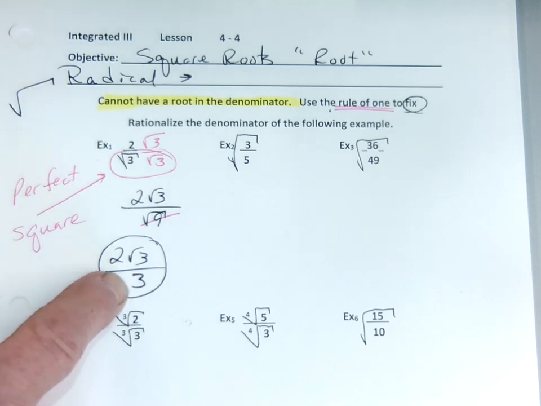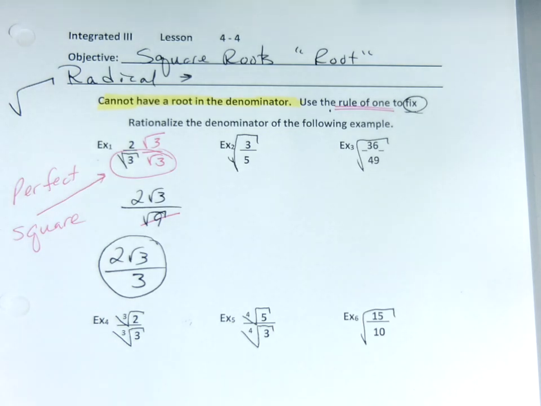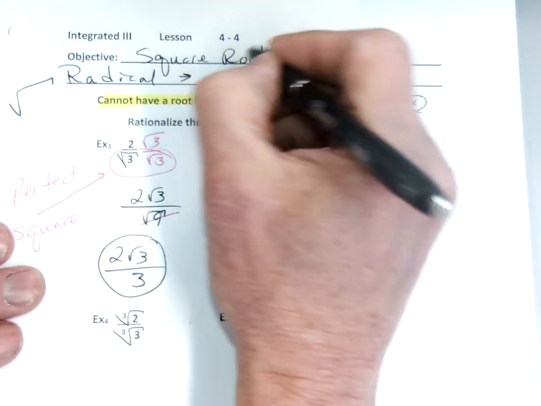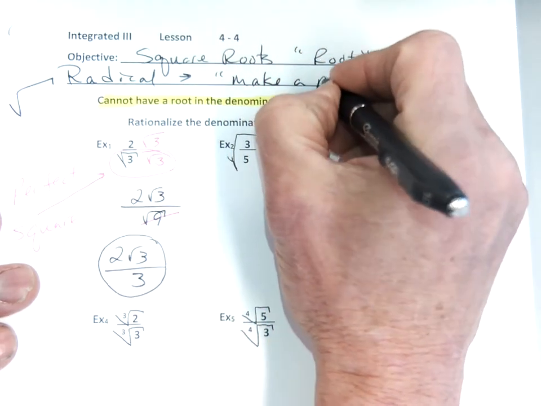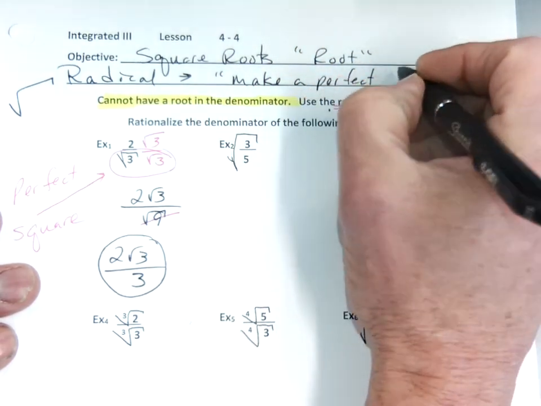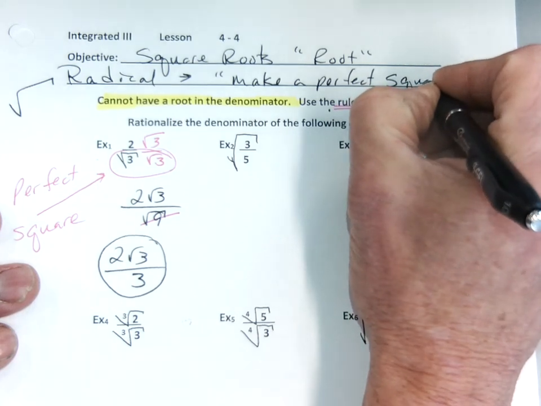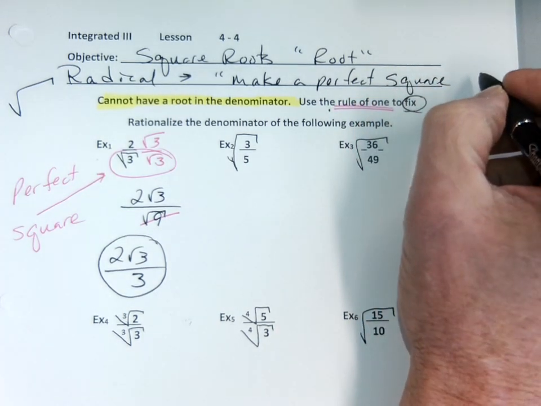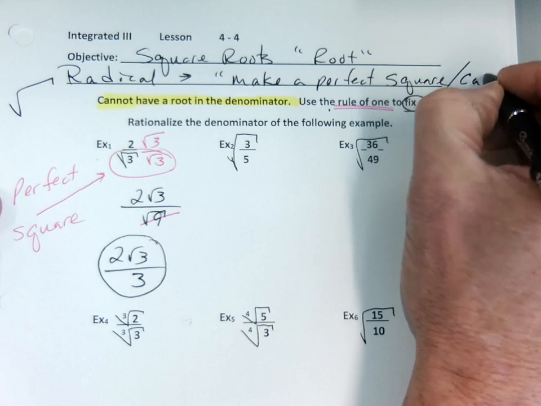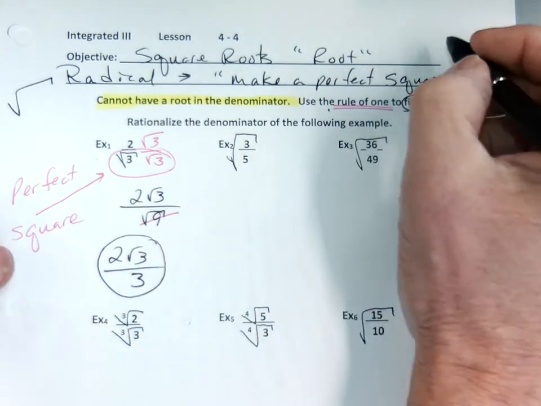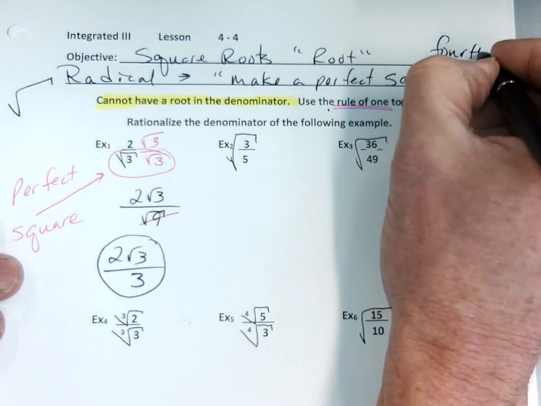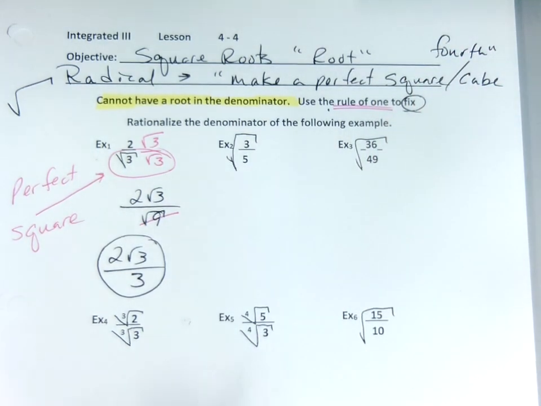All right, so we used to say fix the problem with the problem. I'm going to state it a little bit differently today. Let's make a perfect square or cube or fourth. So we're going to try and make a perfect square or a cube or fourth. That's our goal today.